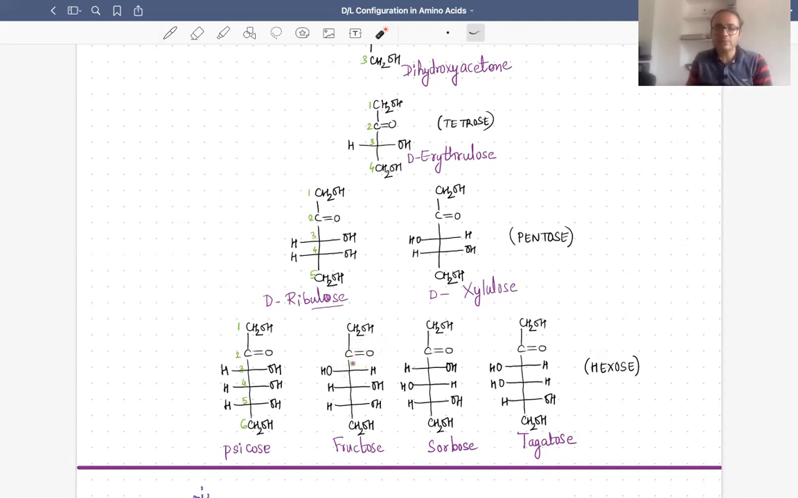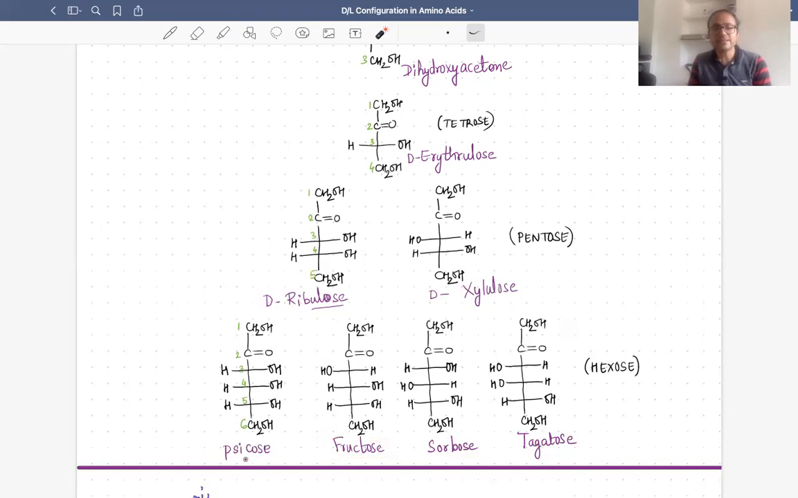That way you can easily correlate the structure of fructose, and therefore you should be able to remember the structure of fructose also, because in many papers you are expected to know the structure, because fructose is a very common monosaccharide that you will find in various higher saccharide versions.